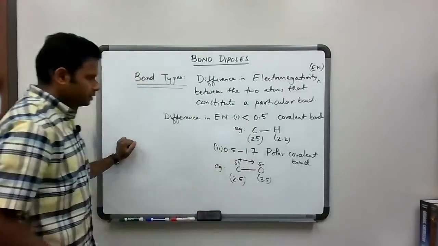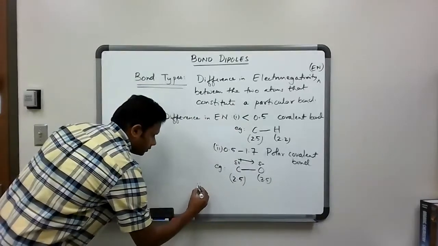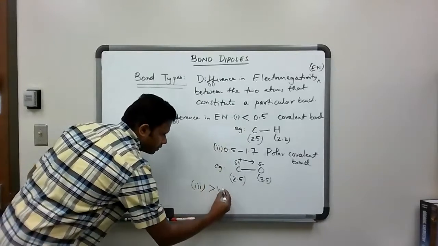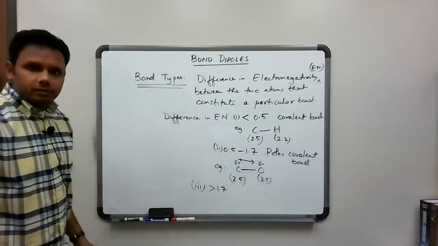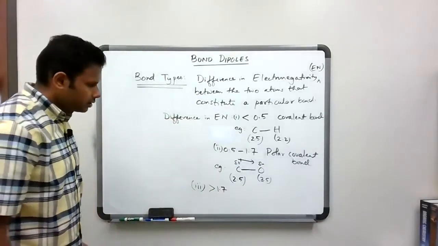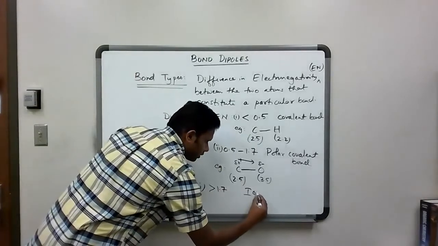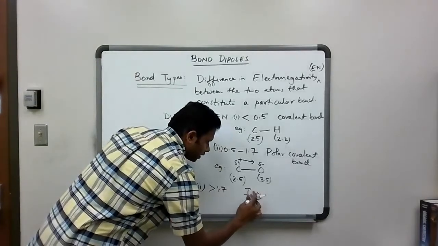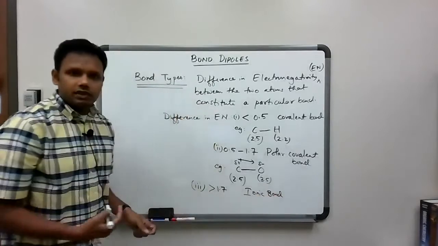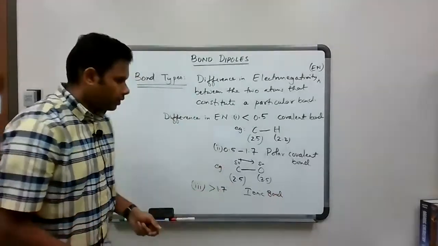This is the second scenario. And the third scenario is when the difference is greater than 1.7. If the difference in electronegativity between two elements is greater than 1.7, in this particular case, we call the bond an ionic bond. We talked about this earlier. So these bonds are formed by a complete transfer of electrons.